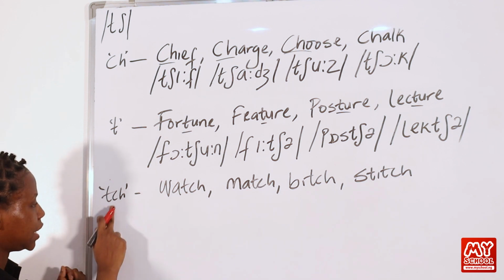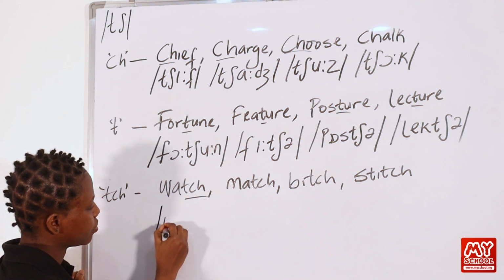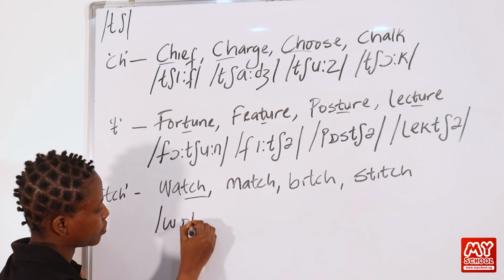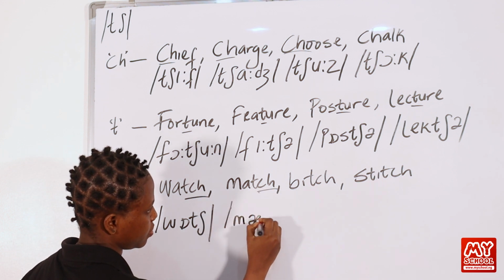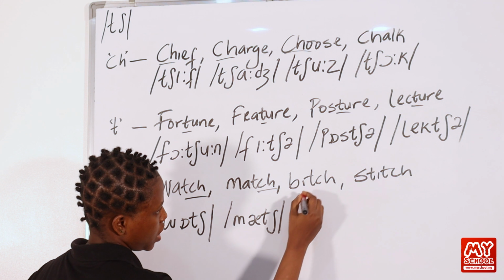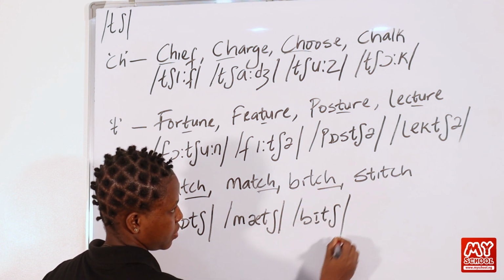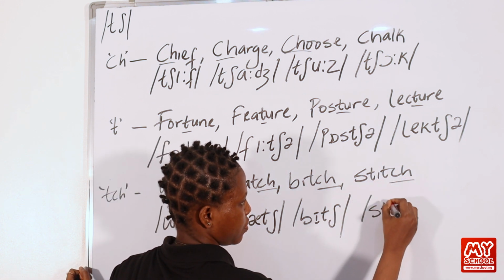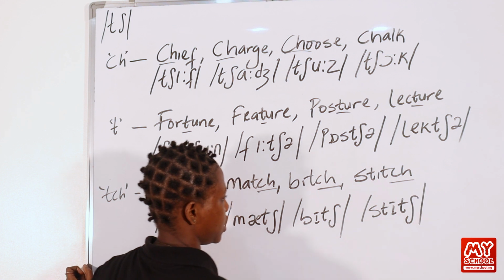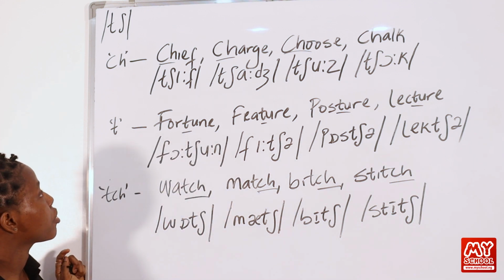So the next is T-C-H in the word watch. In the word march. In the word beach. And lastly, in the word stitch. So there are more examples that you can explore. So find more examples and transcribe them.